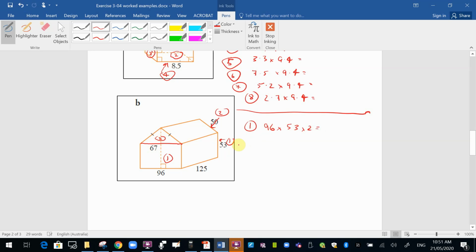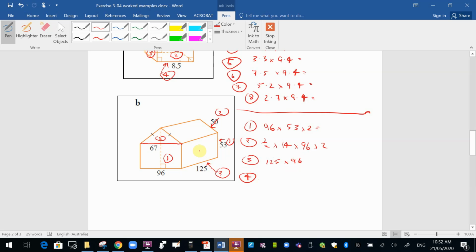number two, half the base times the height. Because it's a triangle. Now the height there, what's that? Well, from there to there, it's 53, and the total is 67. So this little bit here is 14. And that length there is same as that, 96. And because there's two of them, okay, shape number three, surface number three, is the base underneath. There's only one of them, and that's a rectangle, 125 times 96.